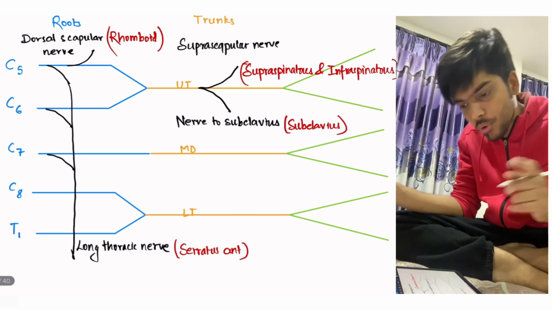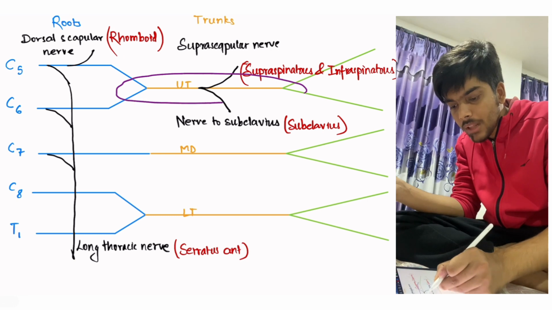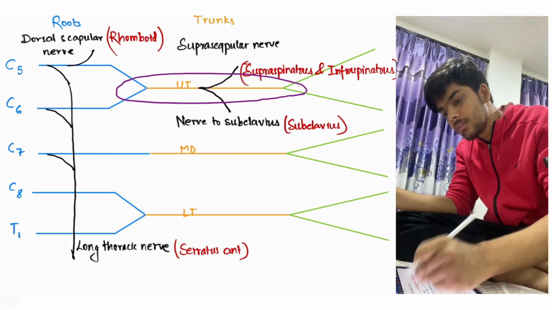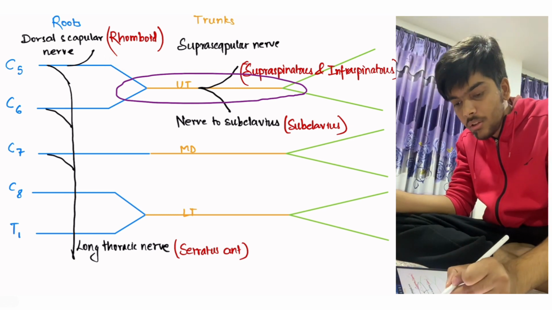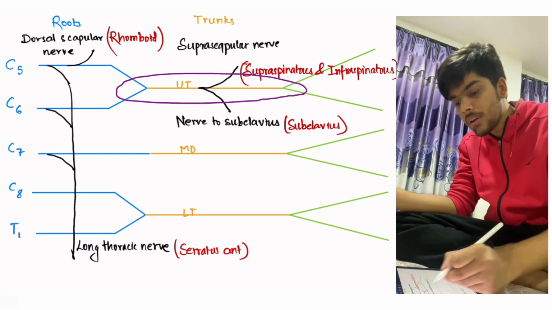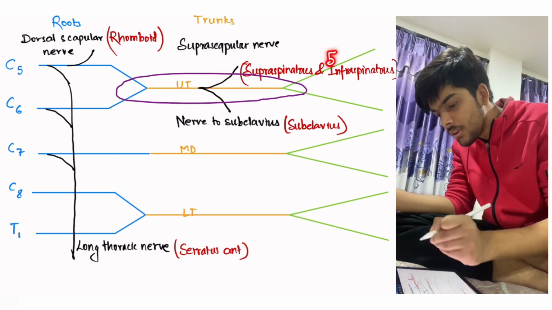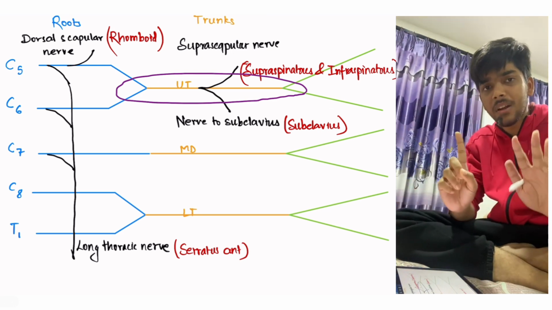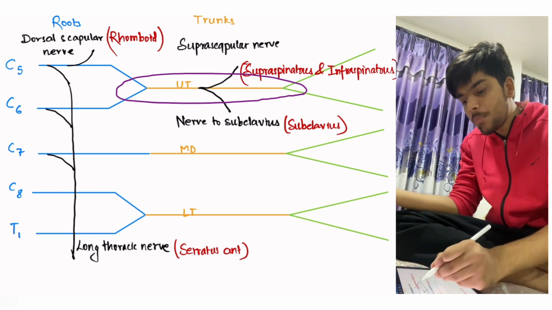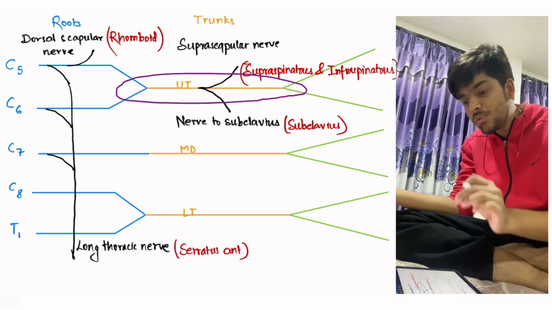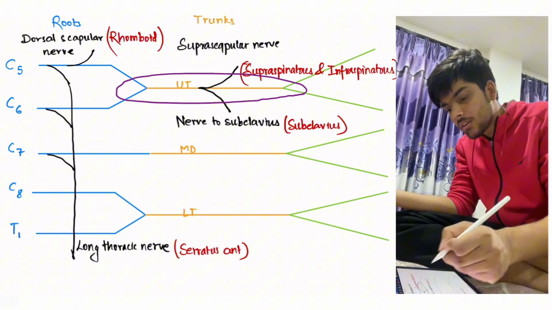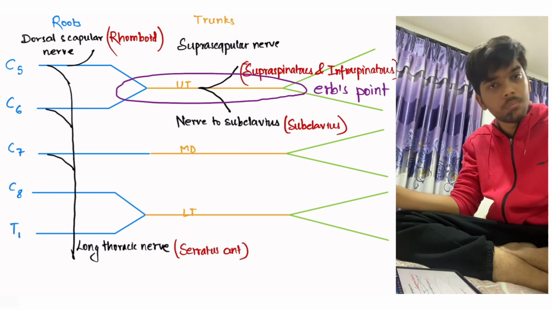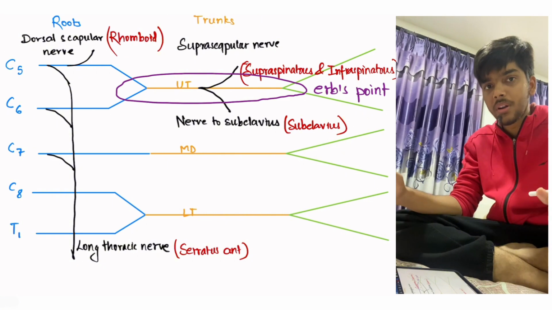Now there's one thing that you need to know. At this particular point, in the region of the upper trunk, there are altogether 6 different nerves that fuse together. There's the root of C5, the root of C6, the suprascapular nerve, the nerve to subclavius, the dorsal division of the upper trunk, and the ventral division of the upper trunk. And this particular point, where 6 different nerves fuse together, is called Erb's point. An injury to Erb's point leads to something called Erb's palsy or Erb's paralysis, which you'll come to know under clinical anatomy.